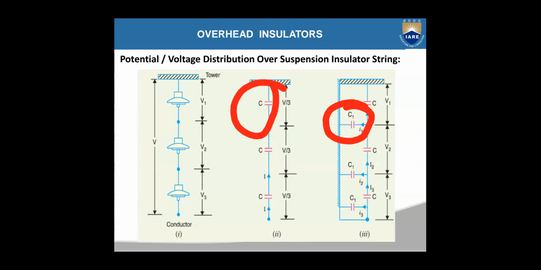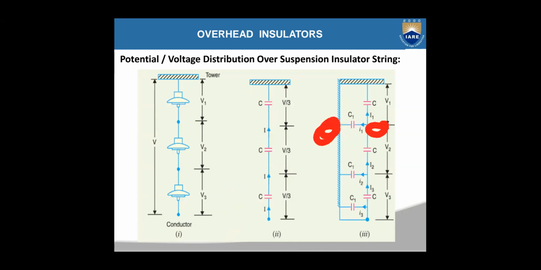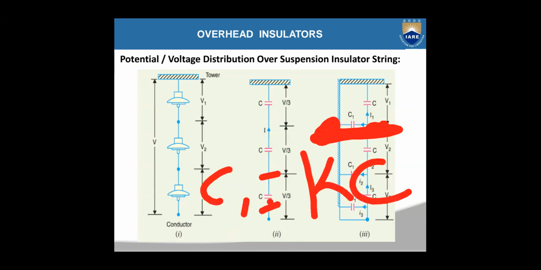So in the second diagram, each disk capacitance is called the mutual capacitance or self capacitance. You can call it either way. And the capacitance between the metal link and the tower, this capacitance C1, is called the shunt capacitance. This shunt capacitance C1 will be some K times the C.